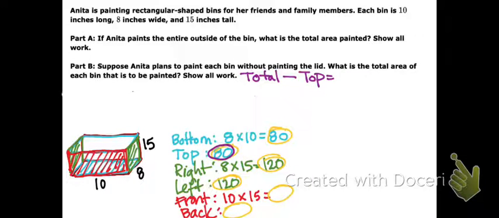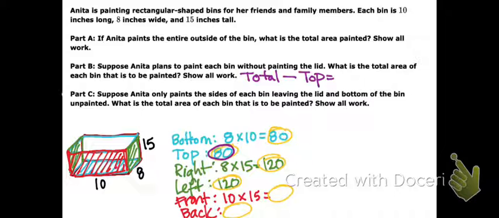And then for part C, this says, let's say they're just painting the sides. They're not painting the bottom or the top. So not the top lid or the bottom. So again, you're taking the total surface area, so your answer from part A, and you're subtracting the sides that they're not painting. So subtract the surface area of the top and subtract the surface area of the bottom. And that will give you the area that is painted.